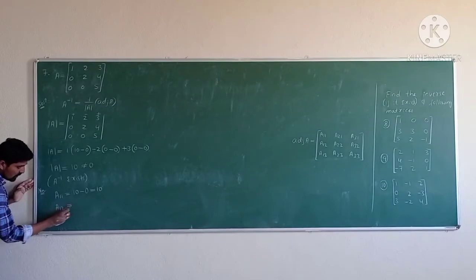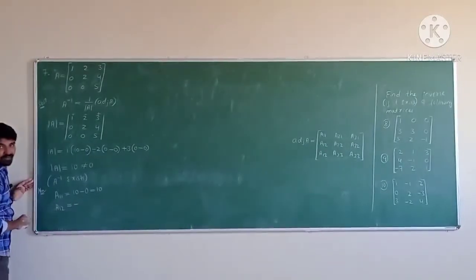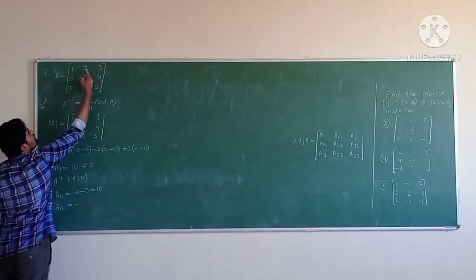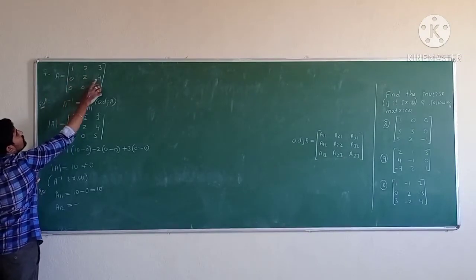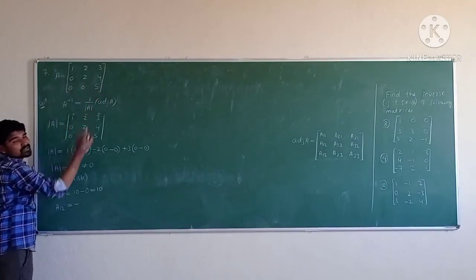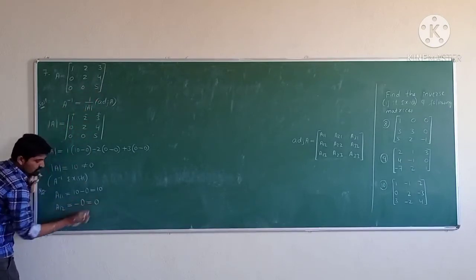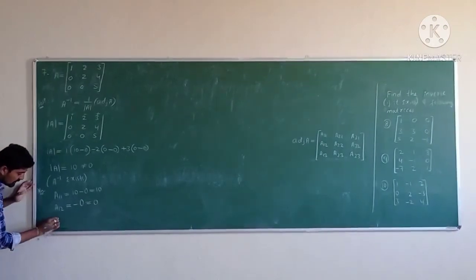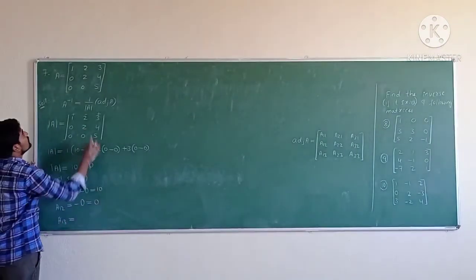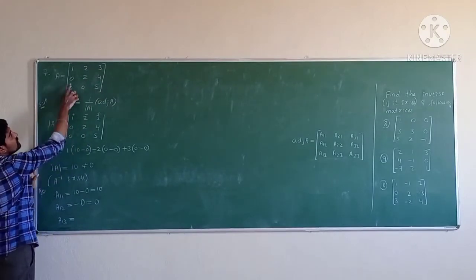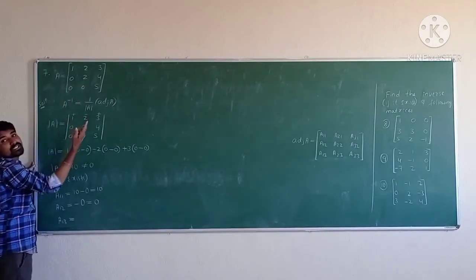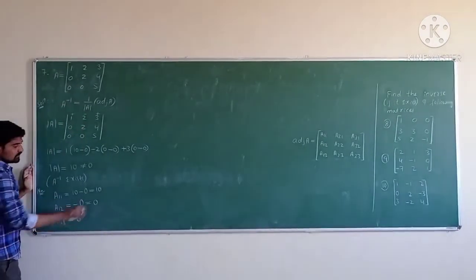A12, 1 plus 2 is odd, therefore multiply by minus, and it is obtained by deleting the first row, second column. After deleting this first row, second column, remaining elements 0, 4, 0, 5, 0 into 5 is 0, minus 0 into 4 is 0, so 0 minus 0 is 0, which is equal to 0. And next A13 is obtained by deleting the first row, third column. After deleting this first row, third column, remaining elements 0, 2, 0, 0, 0 into 0 is 0, minus 0 into 2 is 0, so 0 minus 0 is equal to 0.